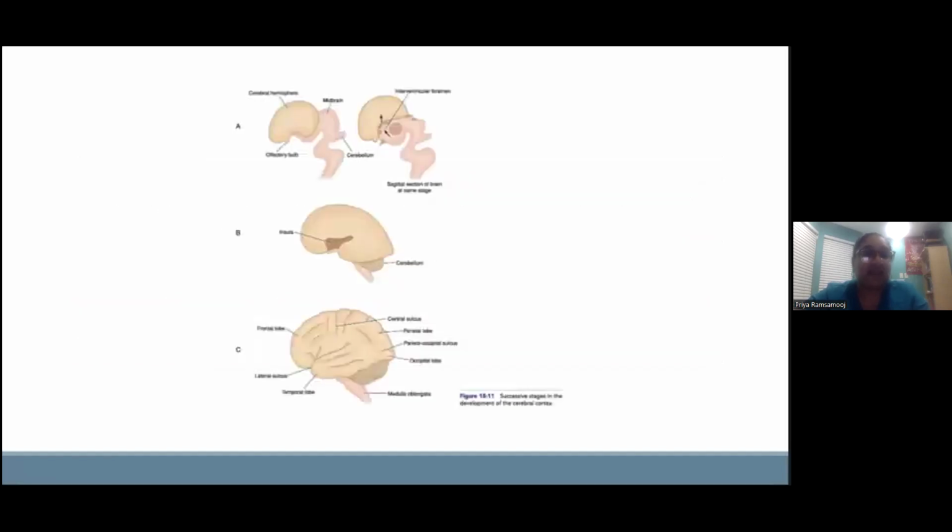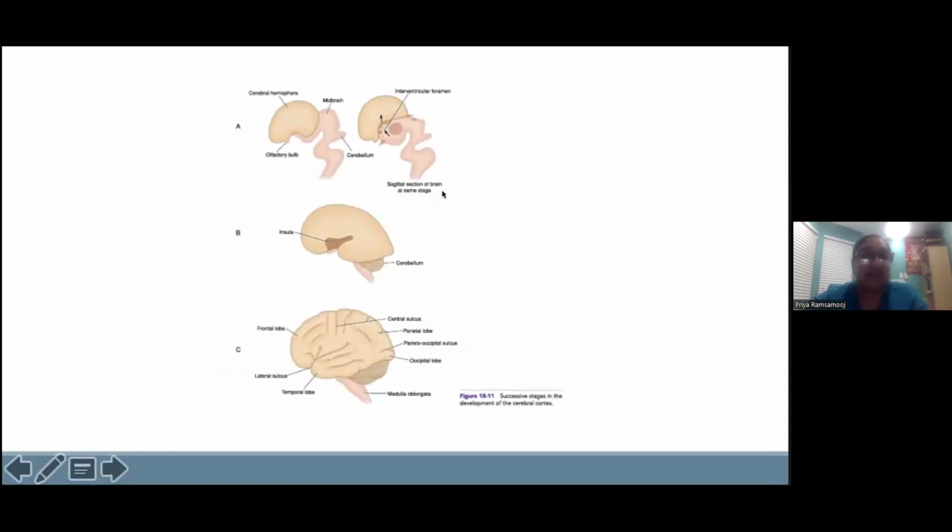And this is an image showing the successive stages in the development of the cerebral cortex. As we see from the beginning in picture A, where it's smooth, it basically expands superiorly, the walls become thicker, and the interventricular foramen that we see here is going to reduce in size.